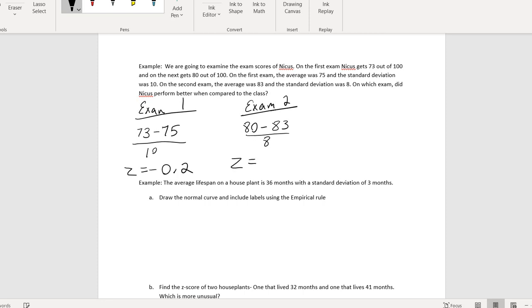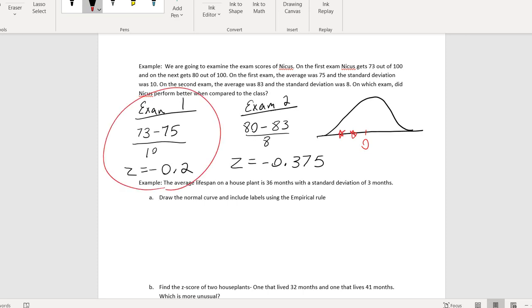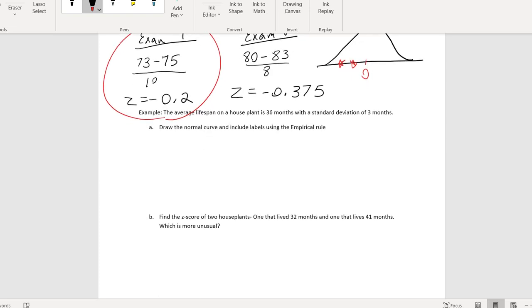And on exam 2, it was negative 0.375. So if we put these on the same normal distribution, the first exam is going to be about here, while the second one will be about here. So they actually scored better on the first exam than on the second one.